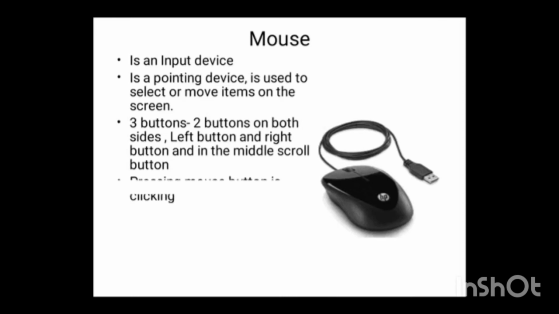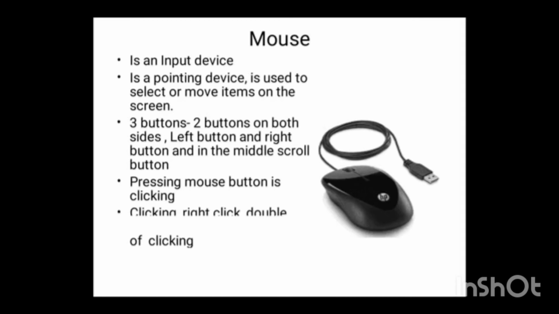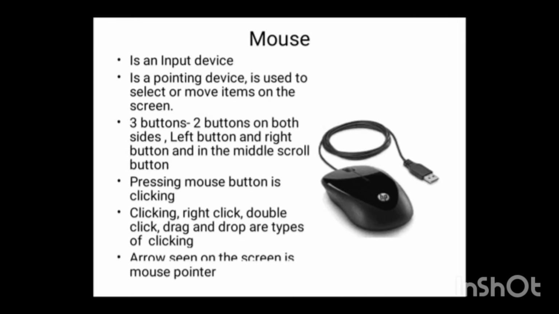Now the pressing of a mouse button is called clicking. There are different types of clicking: click, right click, double click, and drag and drop. An arrow seen on the screen when the mouse is moving is called the mouse pointer.